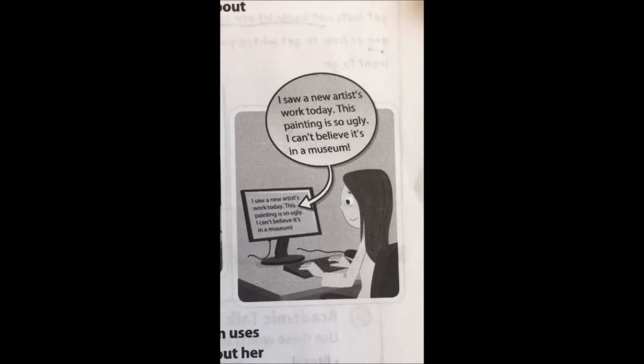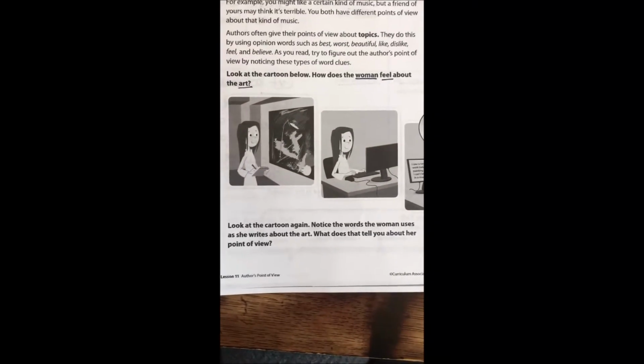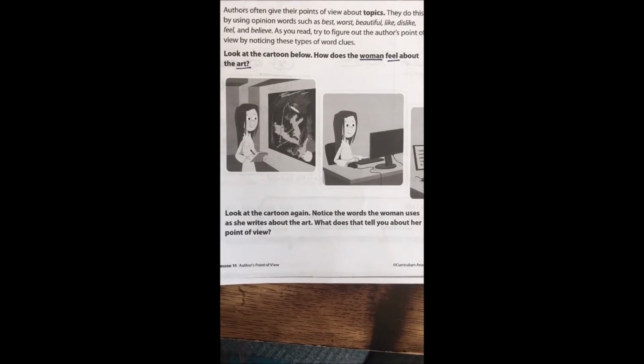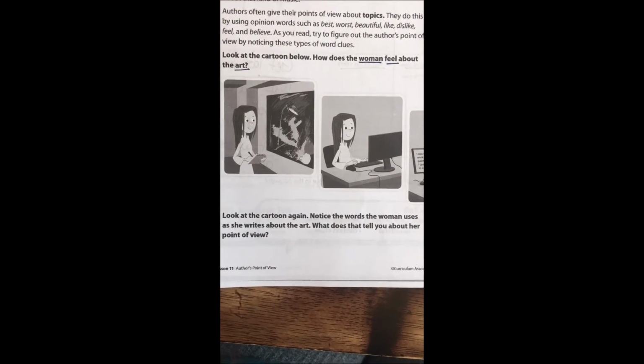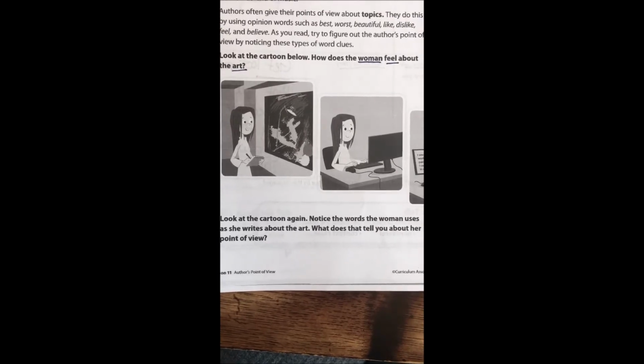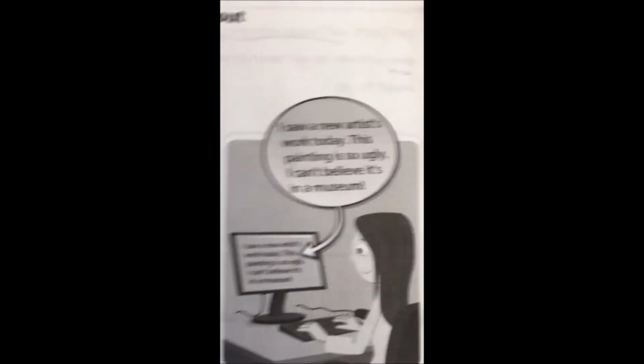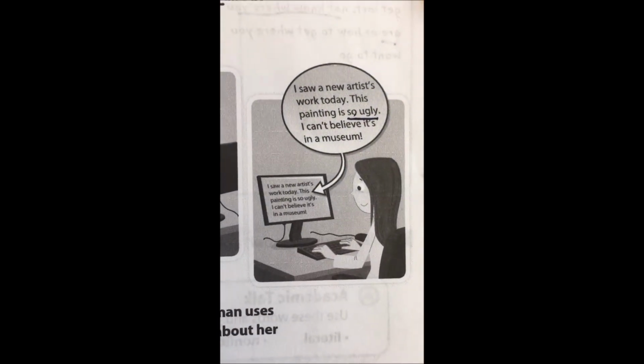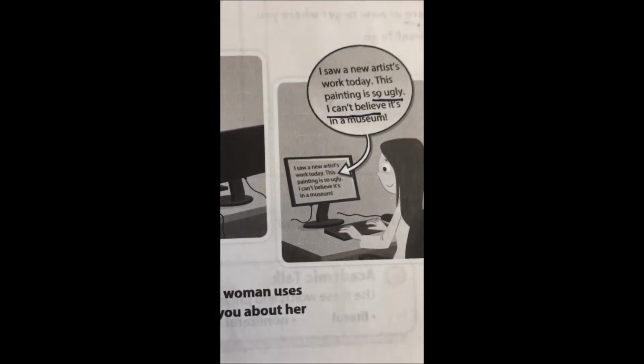So I see some important words here, and this is what our directions are down here. It says, look at the cartoon again. Notice the words the woman uses as she writes about the art. What does that tell you about her point of view? So let's see, what does she say about the art? She says the painting is, what is it? So ugly. And also she says she can't believe that it's in a museum.